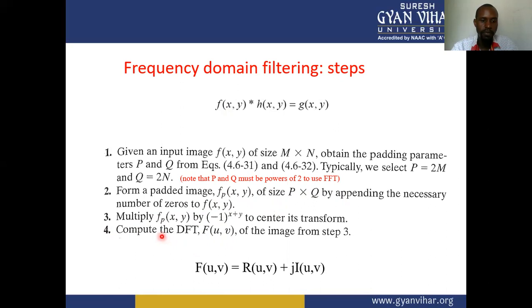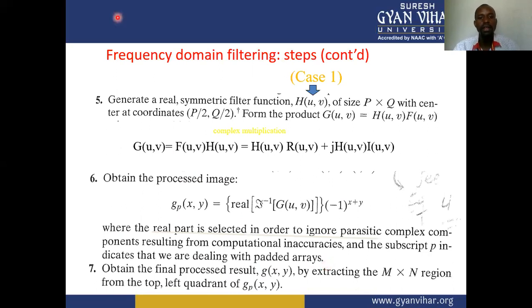Next we perform the discrete Fourier transform, and we get F(u,v), the discrete Fourier transform of the image from step 3. This is our output. When we represent it, it is equal to R(u,v) plus jI(u,v). After that, we generate a real, symmetric function of the frequency domain image of size P by Q, where the center coordinates are P divided by 2, Q divided by 2.